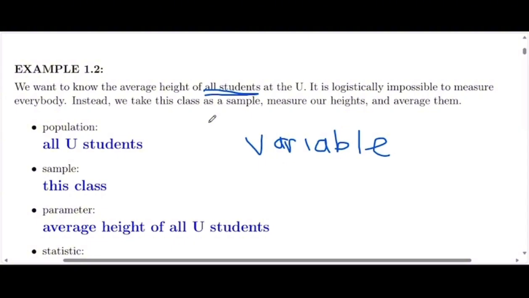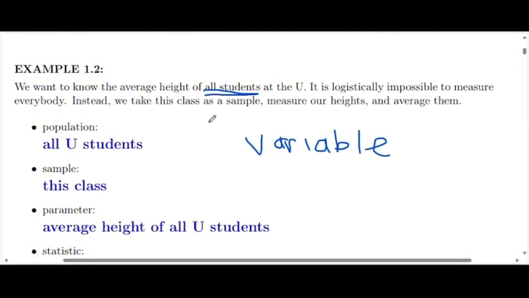Okay. Why is the height variable? Because the height of this person will be different from this person, will be different. That is the stochastic nature of the world. That is the variation we're talking about. And I told you the other time, statistics thrives in variation.